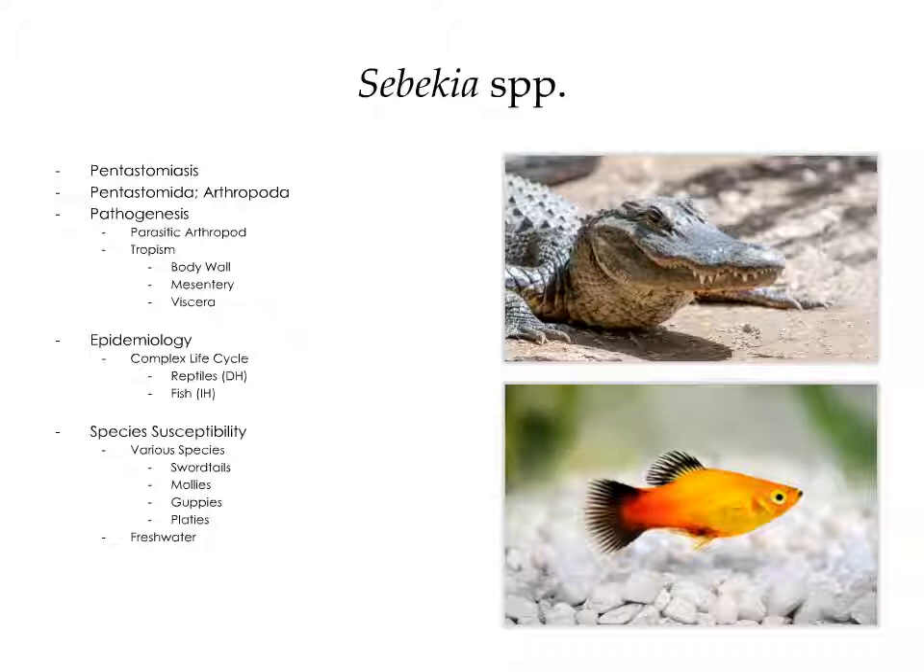In regards to its epidemiology, the parasite has a complex life cycle. Reptiles typically serve as the definitive host, whereas fish serve as the intermediate host. There are various species of fish in the freshwater environment that can serve as the intermediate host. Examples include swordtails, mollies, guppies, and platies. All of these fish belong to the same family, Poeciliidae, and are collectively known as the livebearers because of their ovoviviparous reproductive strategy.